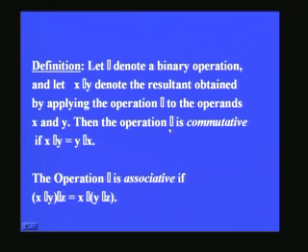Then when do you say that the operation is commutative? If X operator Y is equal to Y operator X. And it is said to be associative if performing the operation on X and Y first and then Z is equivalent to performing the operation on Y and Z first and then performing the operation with X and the resultant. So, these are the definitions of commutative and associative operations.